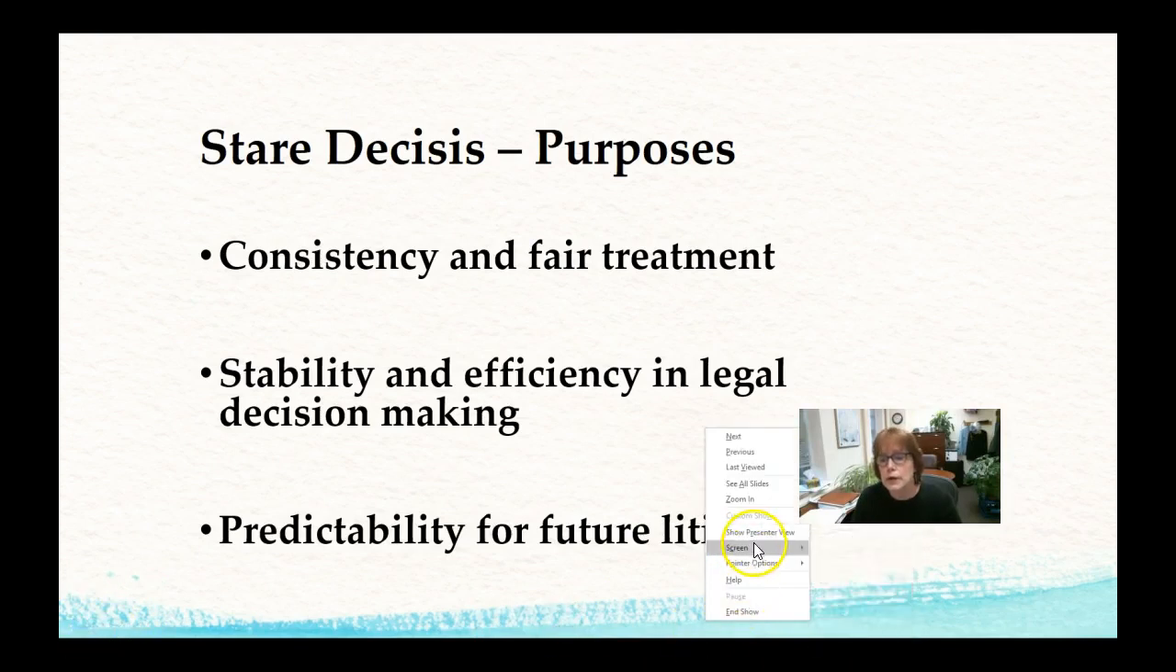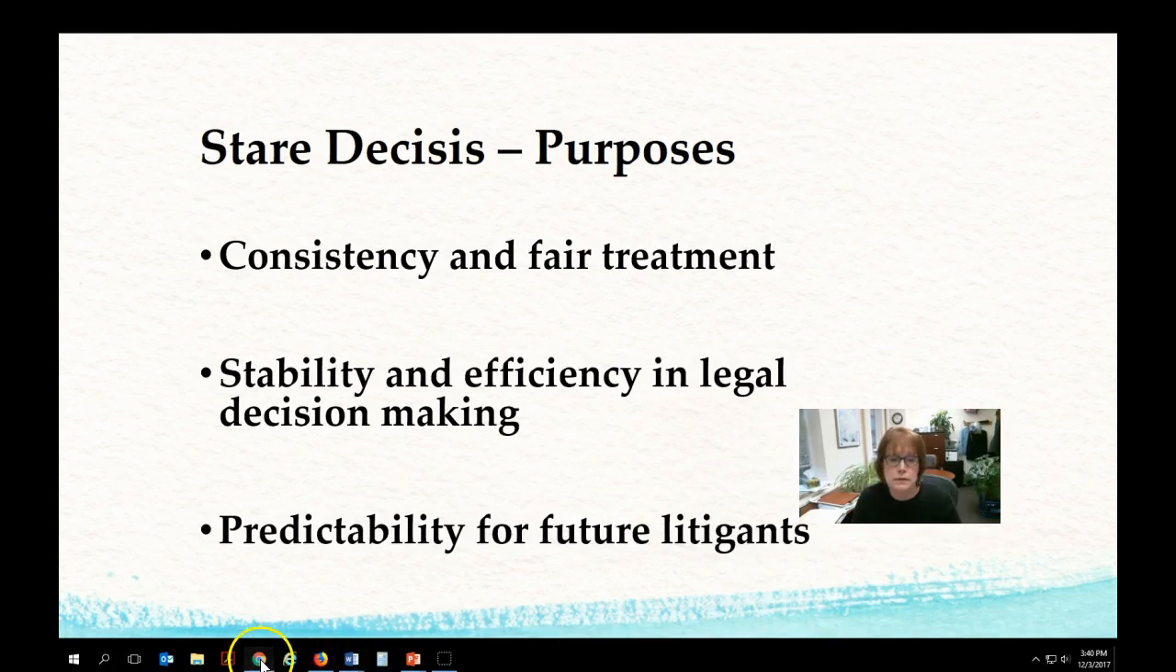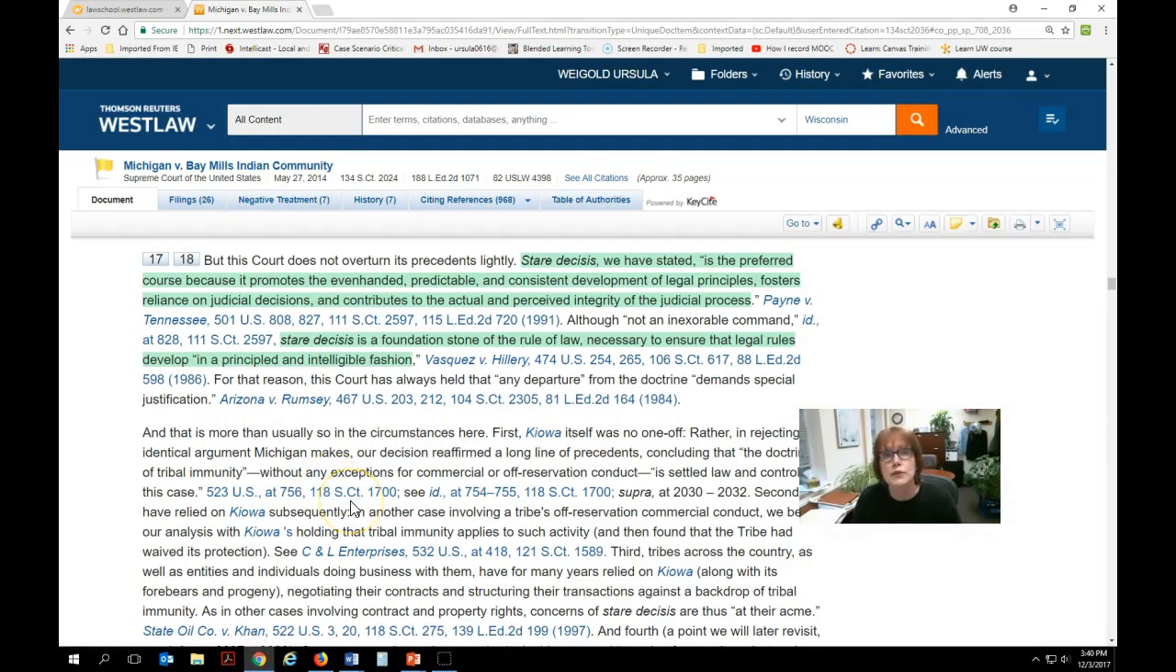As the Supreme Court has put it, "Stare decisis, we have stated, is the preferred course because it promotes the even-handed, predictable, and consistent development of legal principles, fosters reliance on judicial decisions, and contributes to the actual and perceived integrity of the judicial process." In fact, more than once the Supreme Court has called stare decisis the foundation stone of the rule of law, necessary to ensure that legal rules develop in a principled and intelligible fashion.